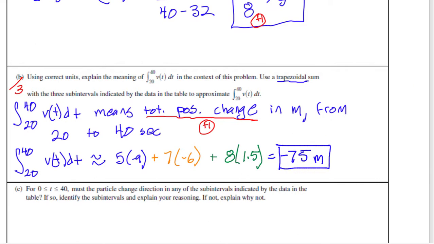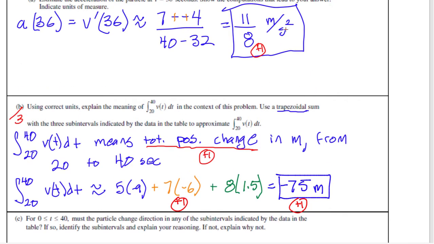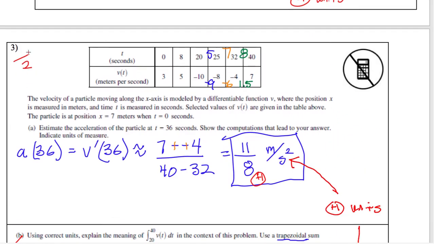All right, how to score this one? You get 1 point for total position change. You get 1 point for setting up the trapezoidal sum, 1 point for getting 75. And if you got the units correct, meters per second squared and meters in this one. So I'm going to do an arrow, meters per second squared. Those both are +1 for the units. And I put that in the A category. That one was out of 2.